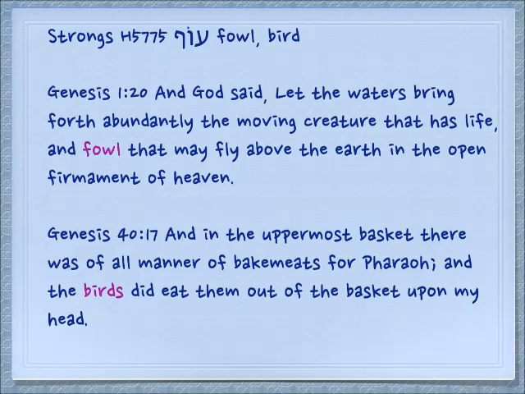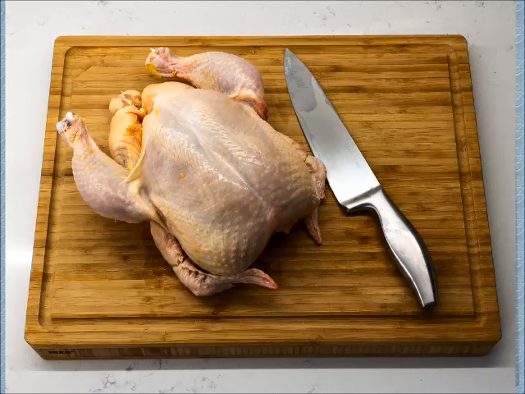In Genesis 40:17, we see that it's translated as birds. In the uppermost basket there was all manner of baked meats for Pharaoh, and the birds did eat them out of the basket upon my head. Now, if you go to a restaurant in Israel and you want to eat chicken, you will not order tarnigol or tarnigolet. You order of. It's a bird, and the bird you get is chicken.